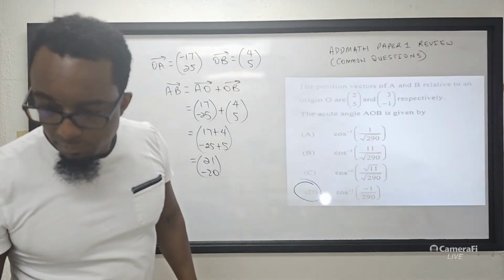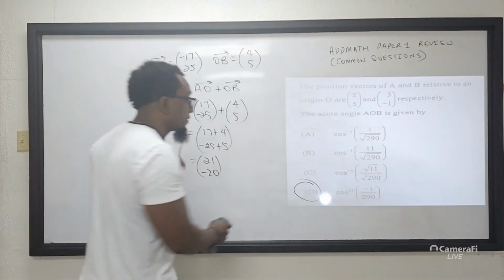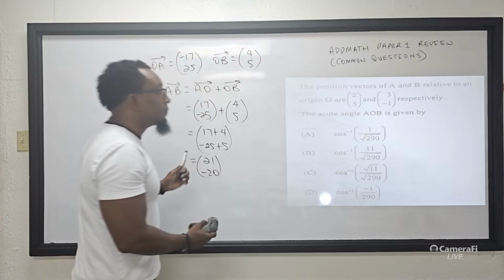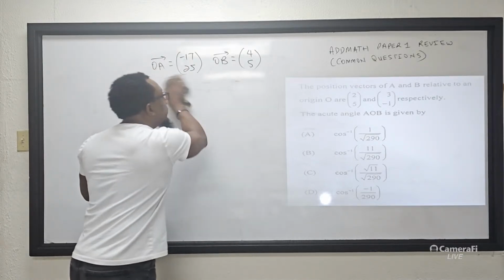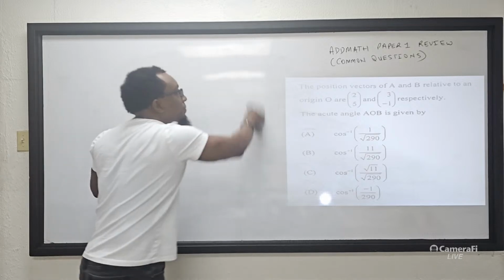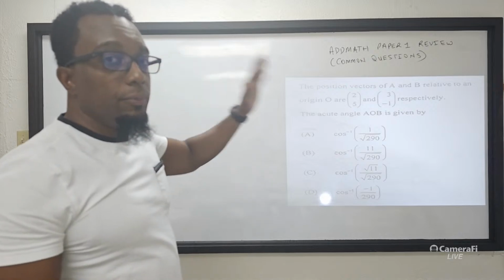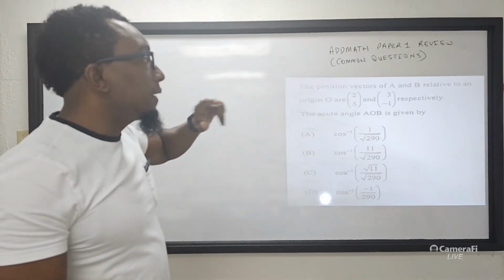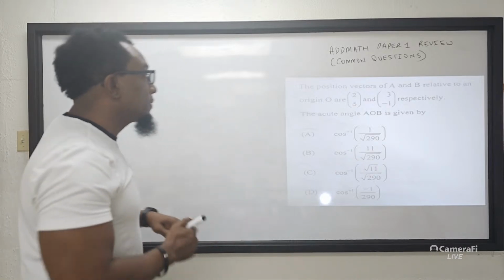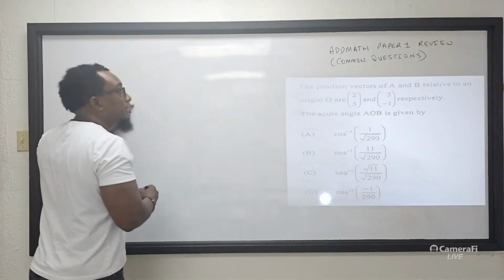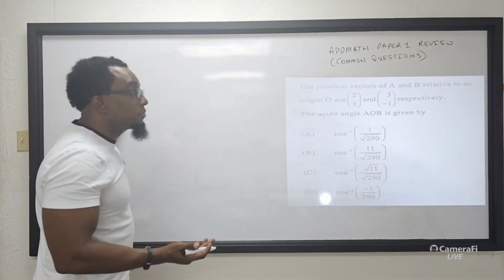Okay? So let's look at another vector question. Again, common questions, yeah? So we have here the position vectors of A and B relative to an origin O are (2, 5) and (3, -1) respectively. The acute angle AOB is, so of course we know to find an angle between two vectors, the angle will be found by using your dot product. Sometimes you see scalar product.